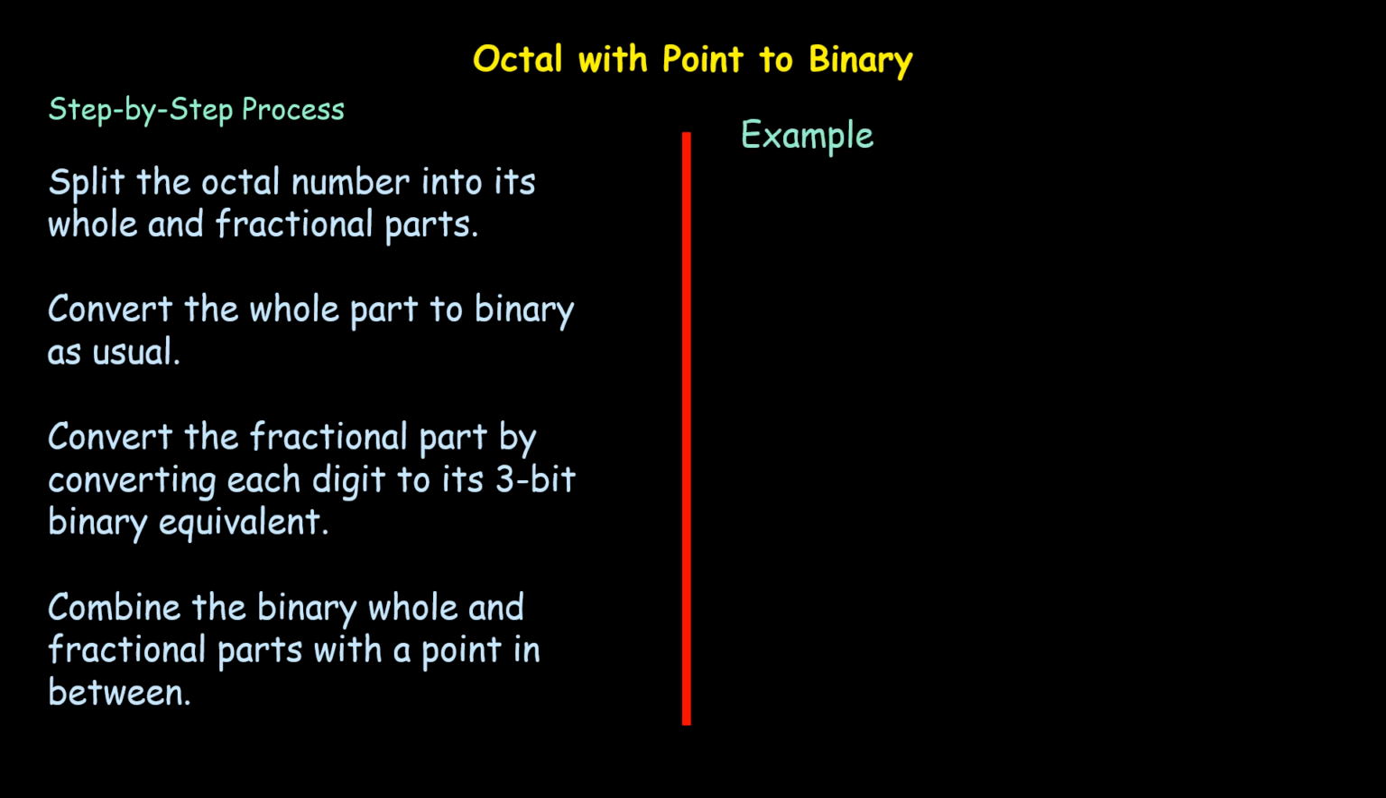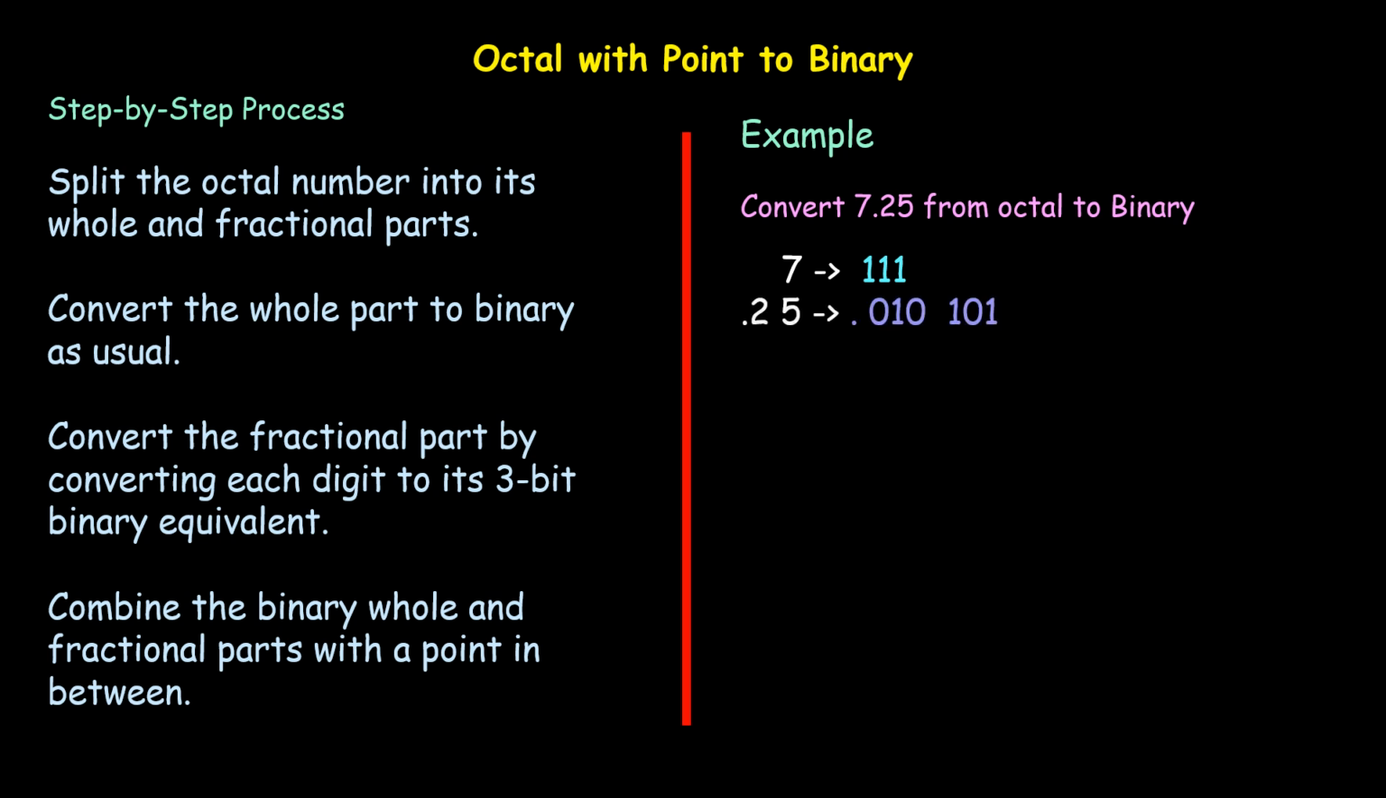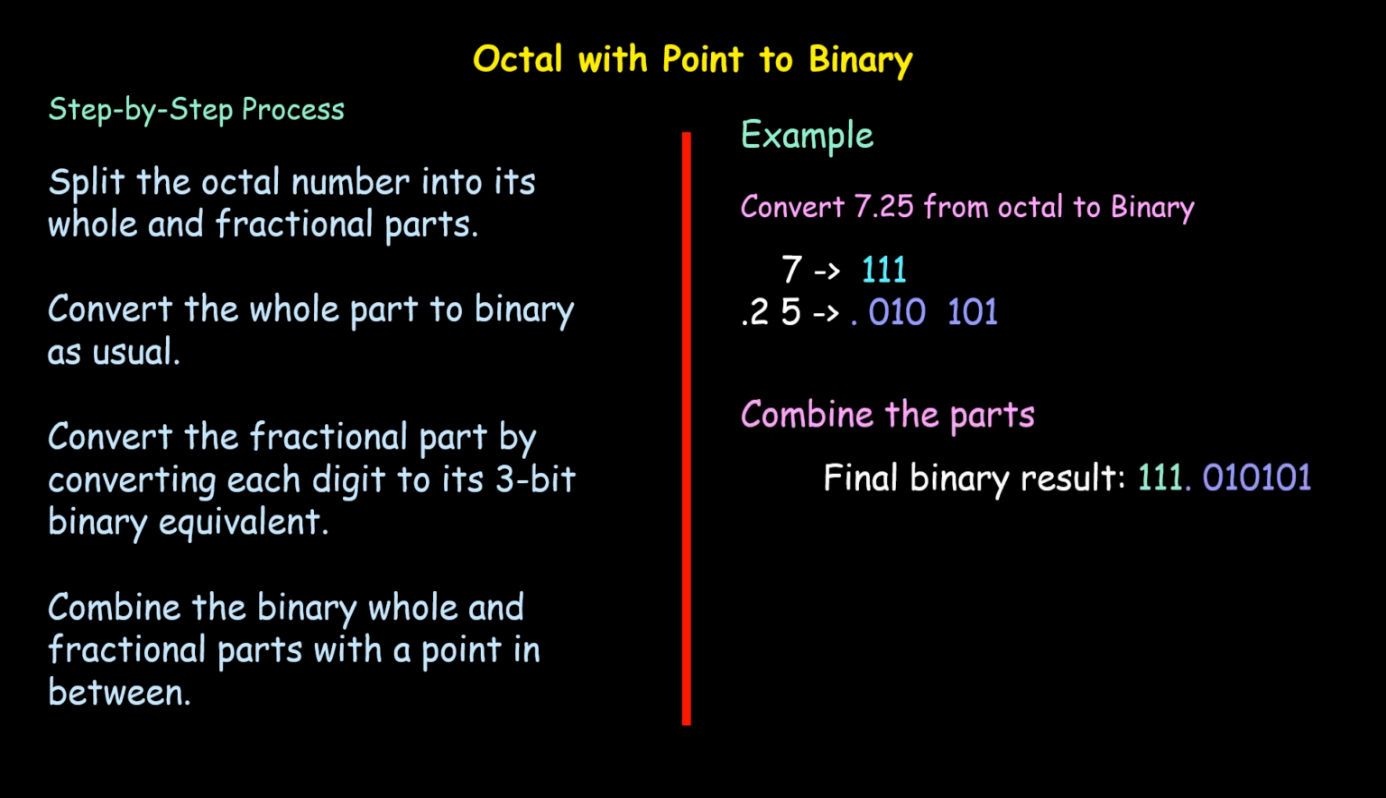For example, with 7.25 in octal, the whole part is 7 and it becomes 111 in binary. For the fractional part, that is 25, 2 becomes 010 and 5 becomes 101. Combining them gives 111.010101.